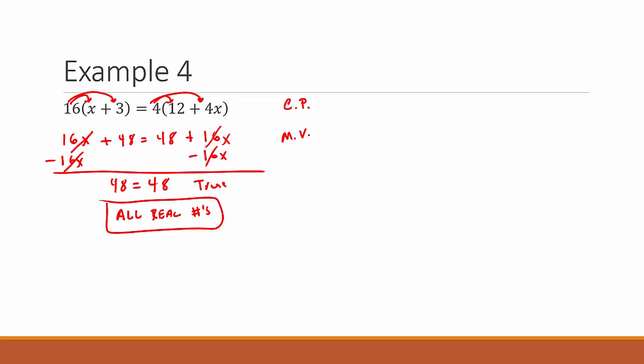Now, if I would have gotten a false statement, say 32 equals 48, then that tells me that there's nothing that I can plug in for x that would make the equation true. Therefore, it would be no solution.